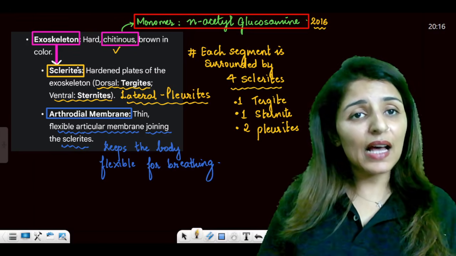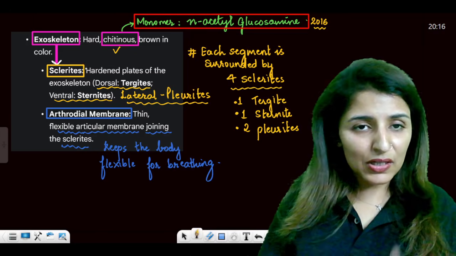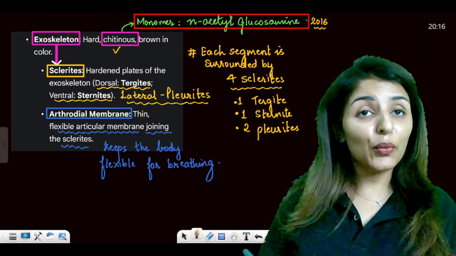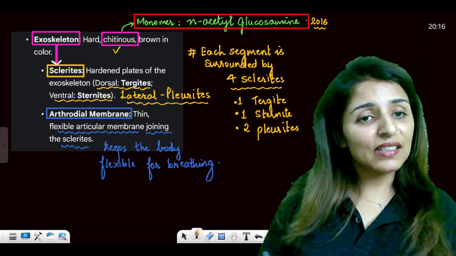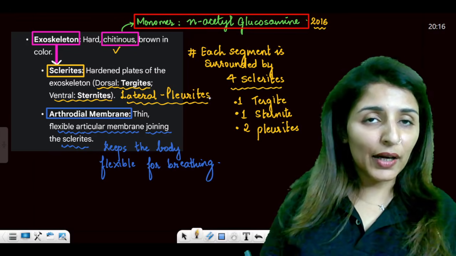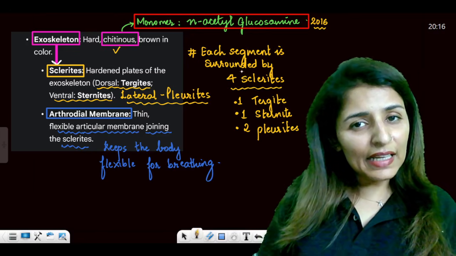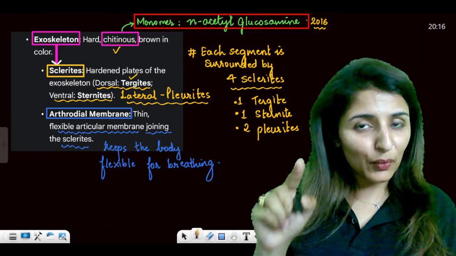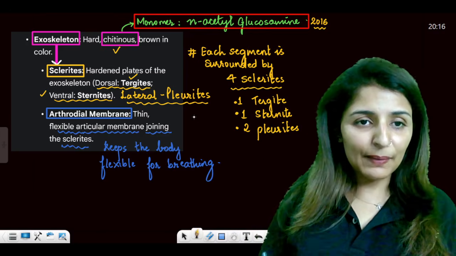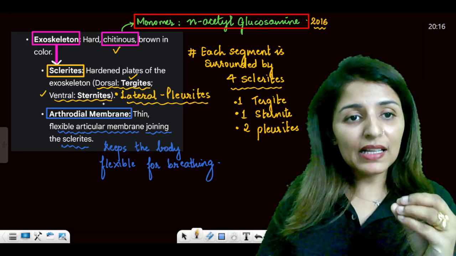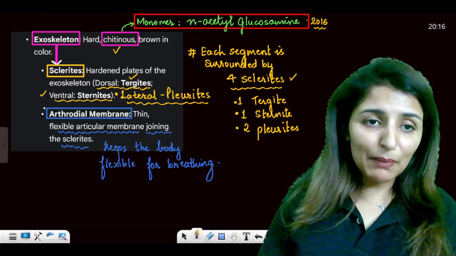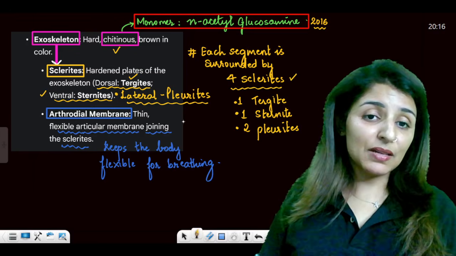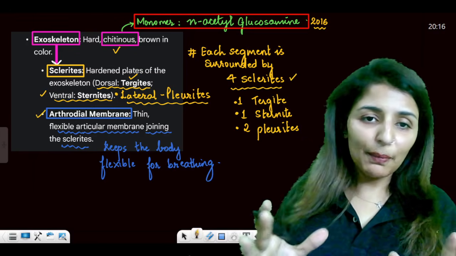Now, the sclerites are present on the dorsal, ventral as well as on the lateral sides. The sclerites on the dorsal sides are known as tergites, while those on the ventral sides are known as sternites, and the sclerites of the lateral sides are known as pleurites. So overall, typically each segment is covered by 4 sclerites, 1 tergite on the dorsal, 1 sternite on the ventral, and 2 pleurites on the lateral side. Now, the membrane that binds these sclerites to the body is known as the arthrodial membrane. This membrane is thin and flexible and it keeps the body flexible for breathing.